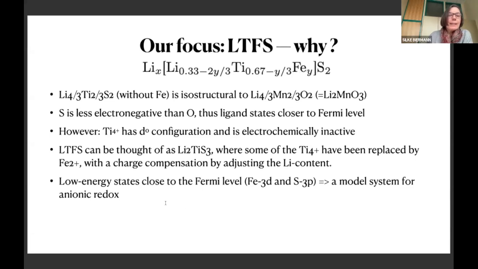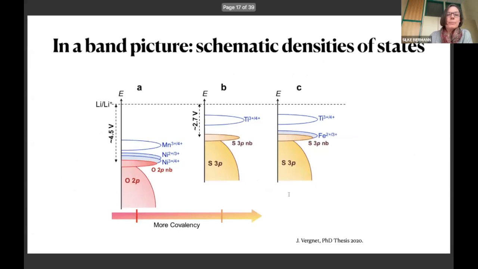And that indeed induces now low energy states close to the Fermi level, which can be expected to be of iron 3d and sulfur 3p character. And that gives us a model system for the anionic redox that the chemists are interested in.